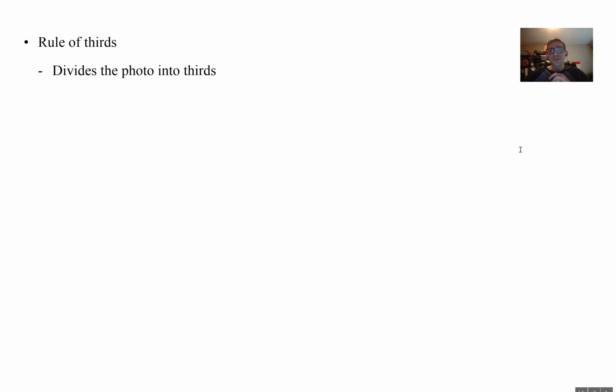The rule of thirds is a very important rule in photography. And as it is a rule, do you need to follow it? No, a lot of times you don't. A lot of times you break the rule of thirds. However, like most rules, you need to know them and understand them before you can break them. Because the most important rule in photography that most people learn is the rule of thirds. So let's go over it. What is it? The rule of thirds divides the photo into thirds.